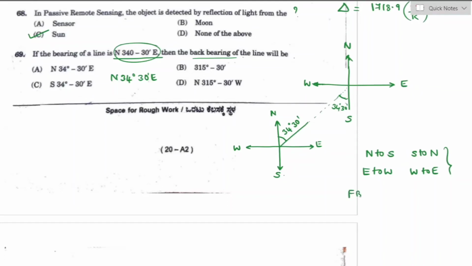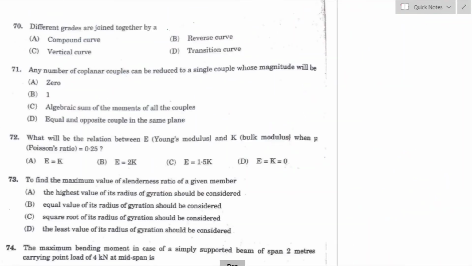So the given bearing of the line is north 34 degree 30 minutes east. Then its back bearing will be south 34 degree 30 minutes west. In the options also they have entered it wrong. This correct answer is not in the given options. In option C you can observe south 34 degree 30 minutes east is given. It should have been given as west. So south 34 degree 30 minutes west will be the right answer.